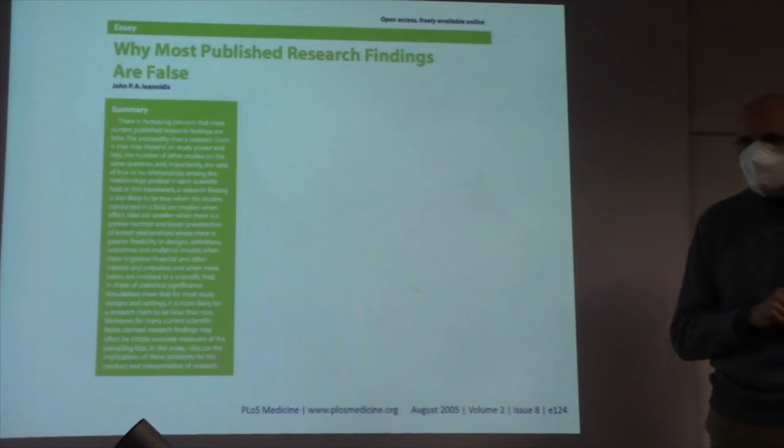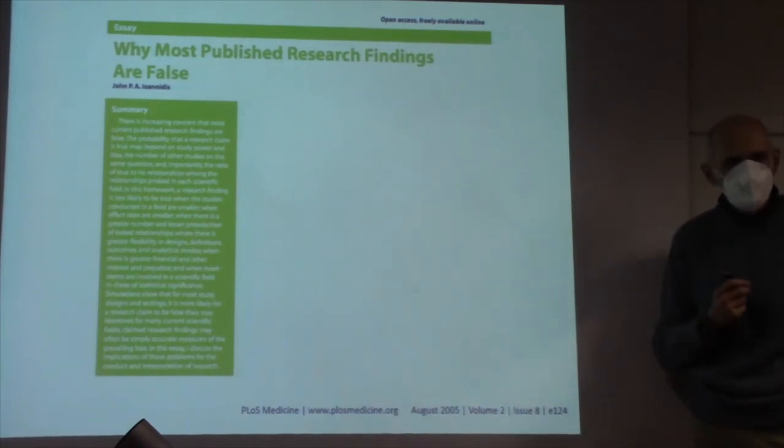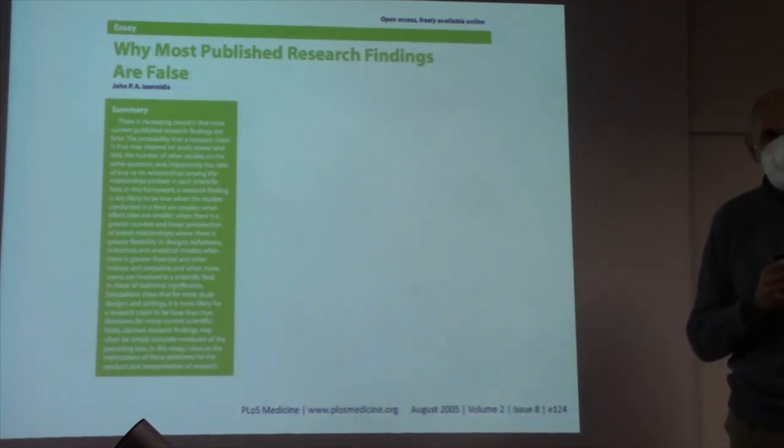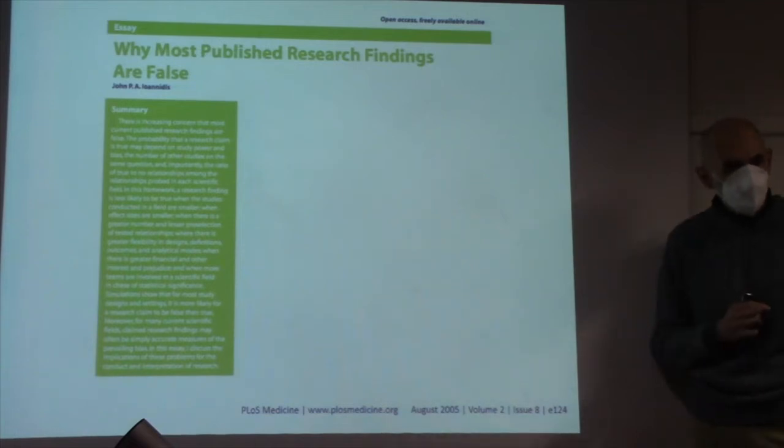Okay, so this paper really turned on a cascade. The scientific community started to think about the reproducibility of its results, because we have said scientific results must be reproducible. If they are not, they are nothing. They are worse than nothing, because they mislead other scientists and people at large.